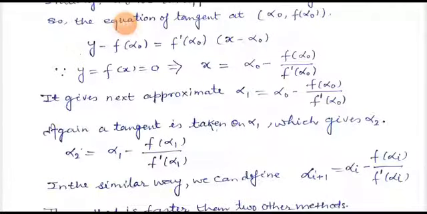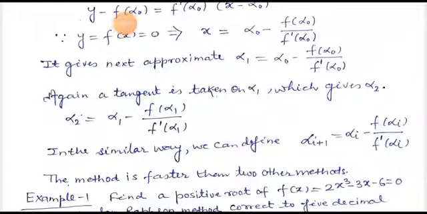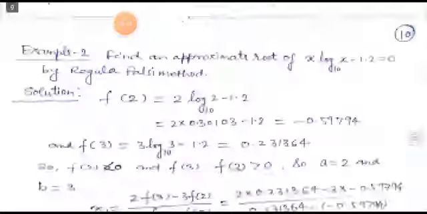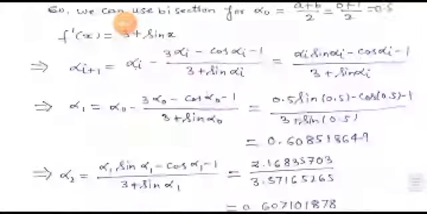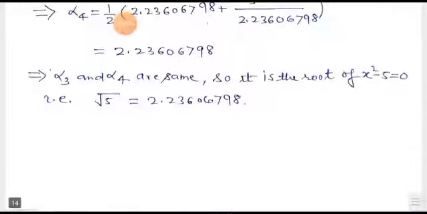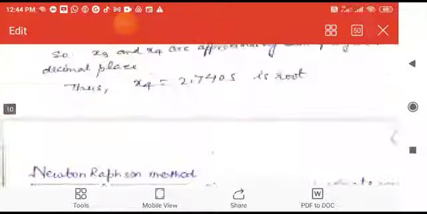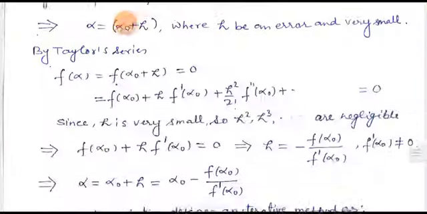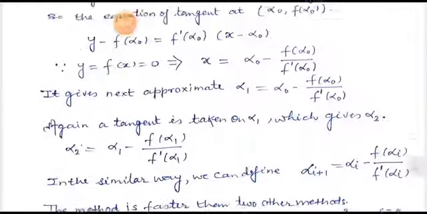Again, a tangent is taken at alpha 1 which gives alpha 2. Alpha 2 is equal to alpha 1 minus f(alpha 1) upon f dash(alpha 1). In a similar way, we can define alpha i plus 1 is equal to alpha i minus f(alpha i) upon f dash(alpha i). This is the successive approximation method for finding the root with the help of the Newton-Raphson method.